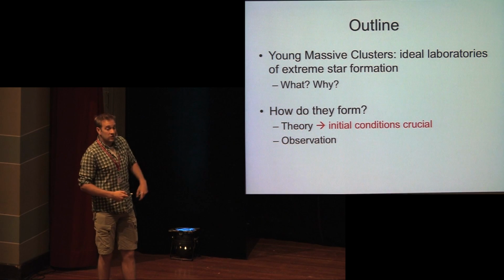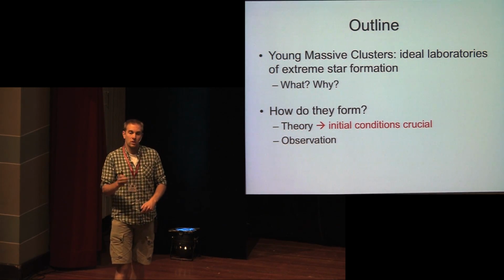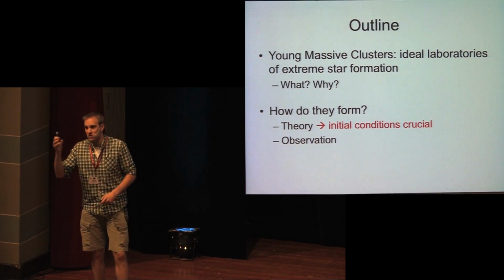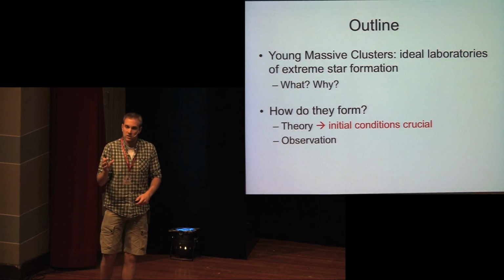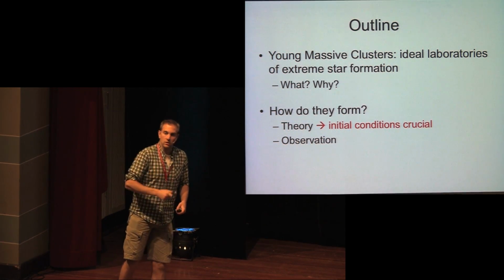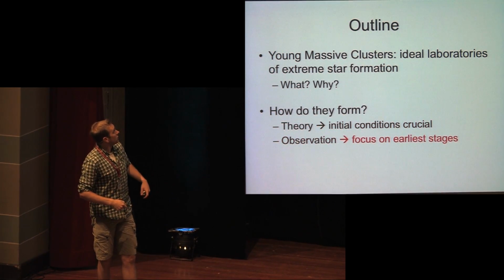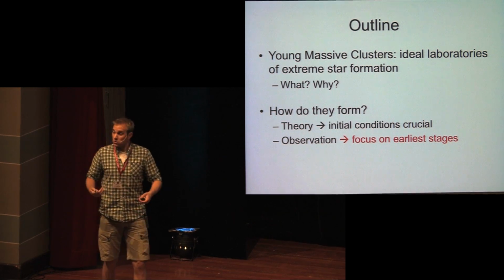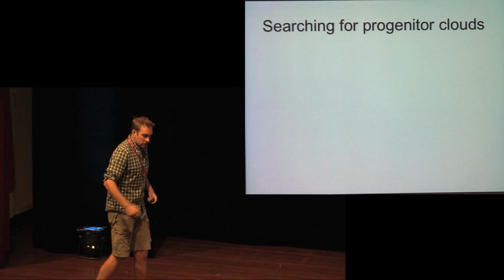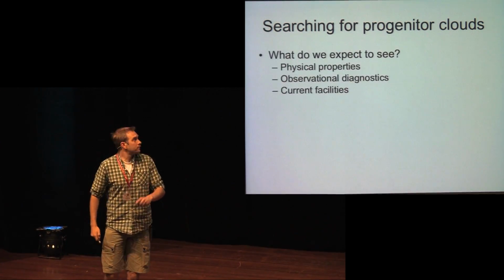Okay, so in terms of the theory, what we really need to do is understand what the distribution of mass as a function of size scale is at the very earliest stages, before you formed any stars. And that really is what we need to feed as observers into the theoretical side of things. So what we need to do as observers is focus on this earliest stage. Okay, so that's what I'm going to spend pretty much the rest of the talk focused on.